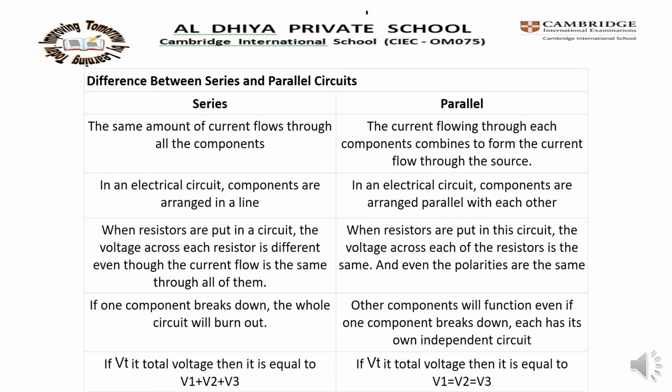In the series circuit, the current flows through all the components. It is arranged in a line and the current flow is the same through all of them. And when one component breaks down, the whole circuit will burn out. But in the case of a parallel circuit, the current flows through the source. The components are arranged parallel with each other. The voltage across each of the resistors is the same. And the other components will function even if one component breaks down. Each has its own dependent circuit.